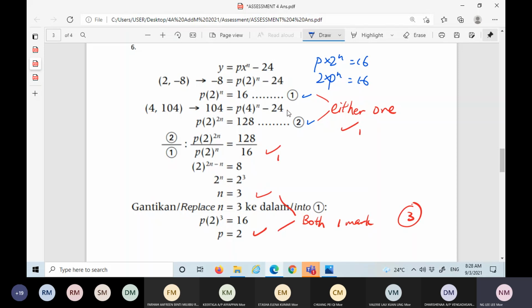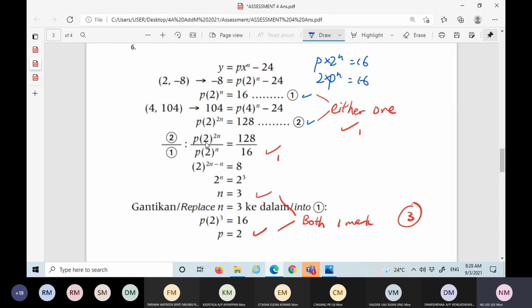Then how to solve these two simultaneously? This one you have got to divide. If you don't divide, you also can set p in terms of n, and then substitute inside here, same thing, same meaning.